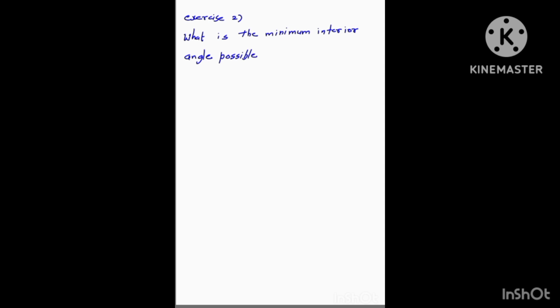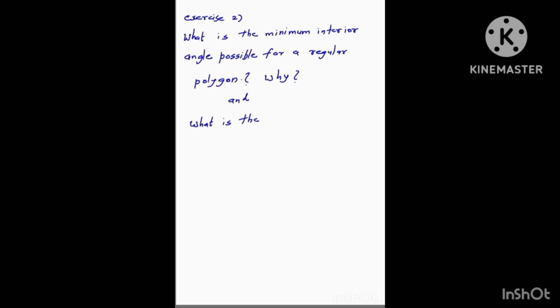What is the minimum interior angle? See, it is asking about the minimum interior angle. Minimum interior angle possible for a regular polygon. Try to understand this in your mind. Okay. So what is the minimum interior angle possible for a regular polygon and why? You have to specify a reason also.